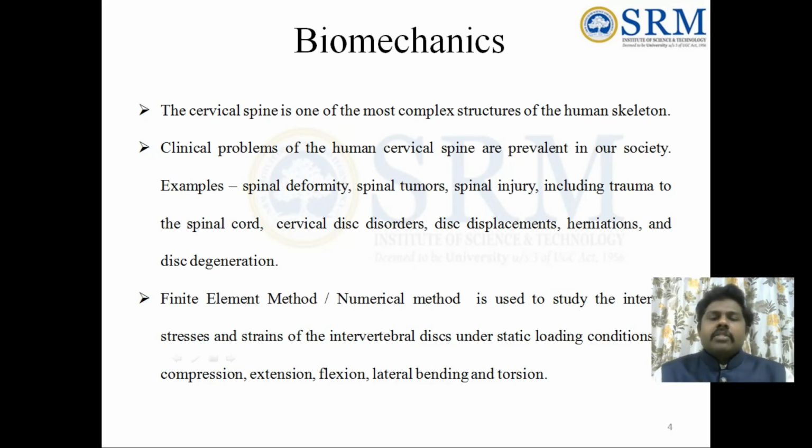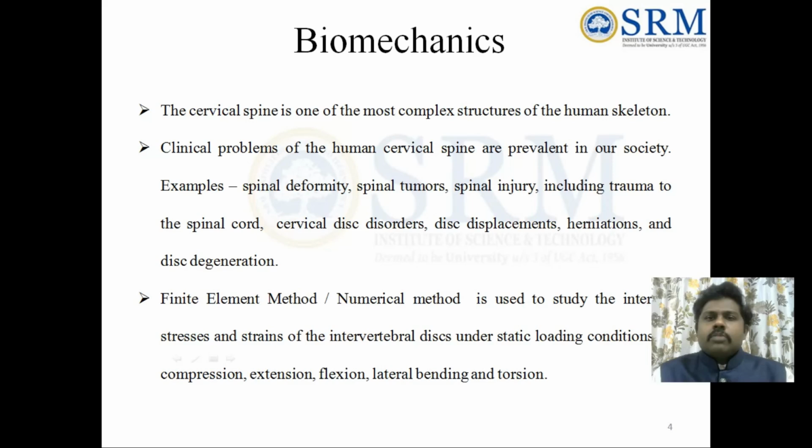For example, in our society, there are some problems which I am telling you now. For example, spine deformity. When a child is born, at that time itself the spine may deform. That I can classify as scoliosis. For example, the spine will not be in the same alignment, it will go into a curved structure. Because of that, their growth and everything will be affected.